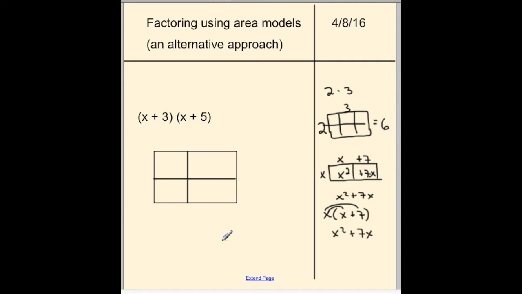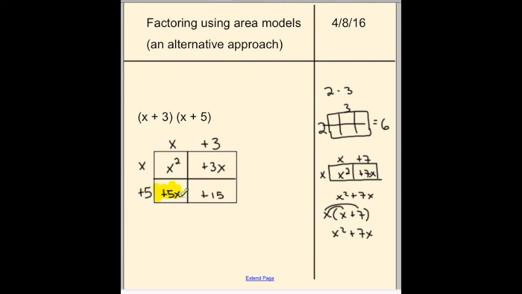Here we're going to use the same idea, multiplying a binomial by a binomial. So I've got an x plus 3 unit length, and I'm going to multiply it by an x plus 5 unit length. Notice I'm going to end up with 4 areas or 4 terms when I do that multiplication. We've talked about that as well. So x times x would give me x squared. This would give me positive 3x. This would give me positive 5x. And this piece here would give me positive 15.